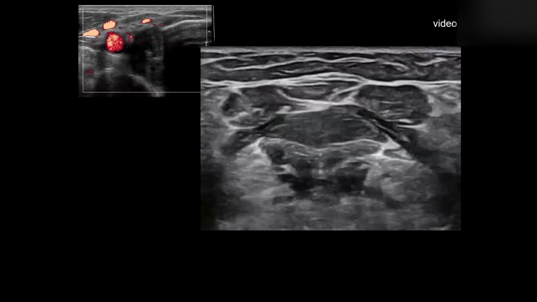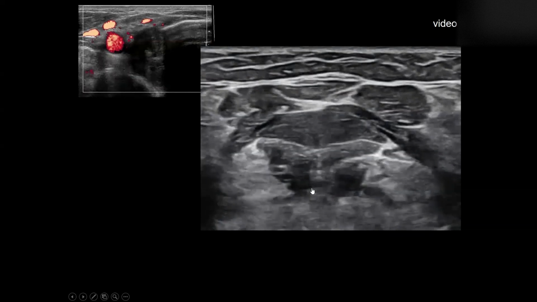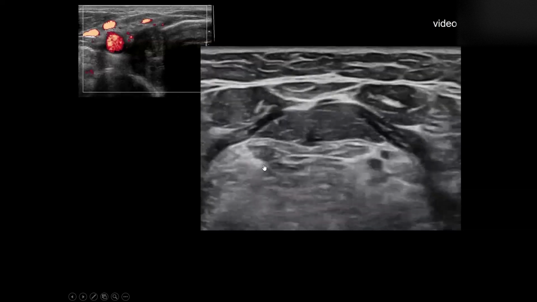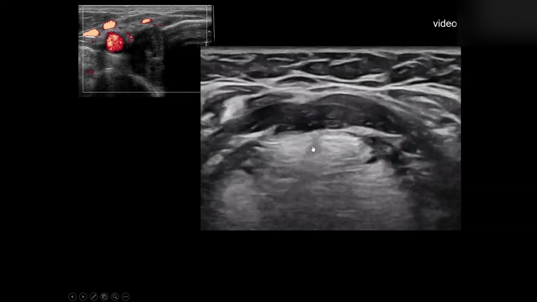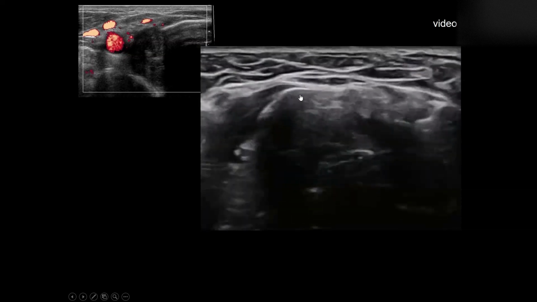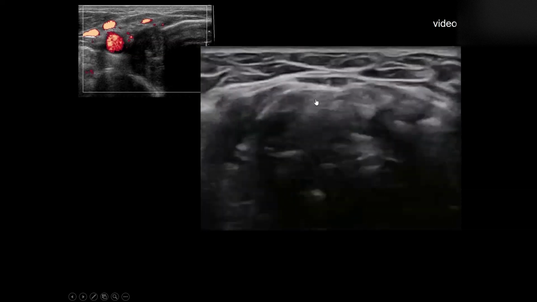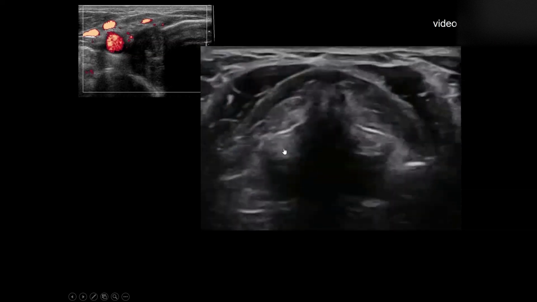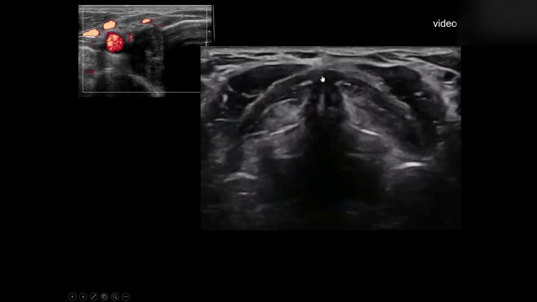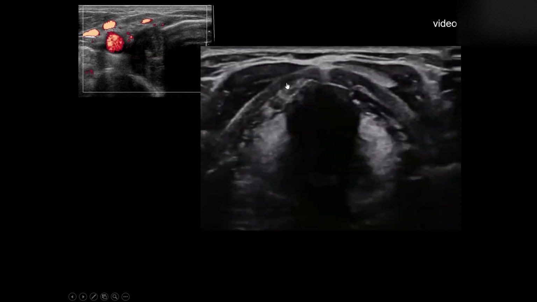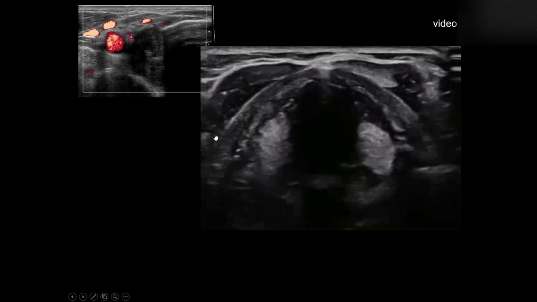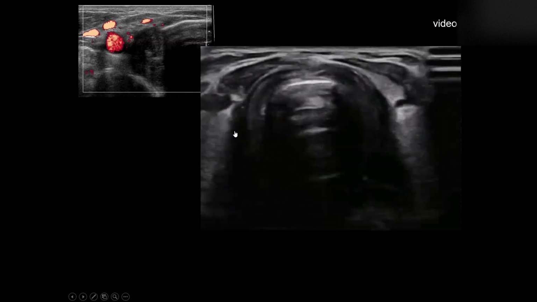I will show you a video from sublingual gland to thyroid cartilage. This is a sublingual gland. This is a tongue base. This is a hyoid bone. You can see an inverted V-shaped thyroid cartilage. Normal cartilage has this continuous echogenic line. You can see the difference with this broken cartilage.